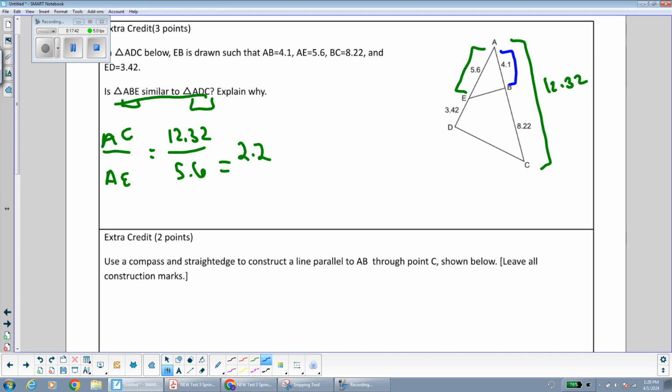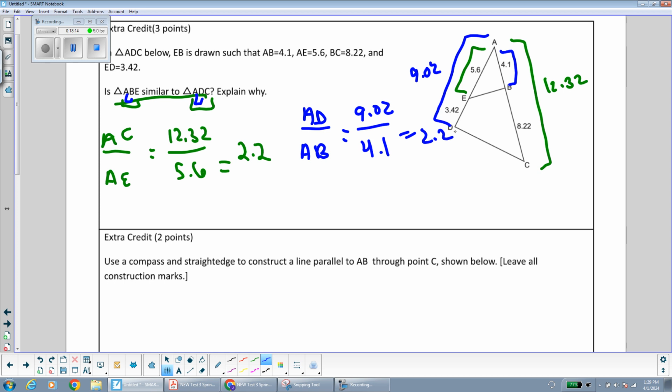Now for AB, AB is the first 2 letters, so it corresponds to the first 2 letters, which is AD, which once again is probably not what we would have thought. So we have AD over AB. AD is 5.6 plus 3.42, which is 9.02. So that is 9.02 over 4.1. And that is 2.2. So they are proportional. And we do have this congruent angle in between. So we do have SAS.